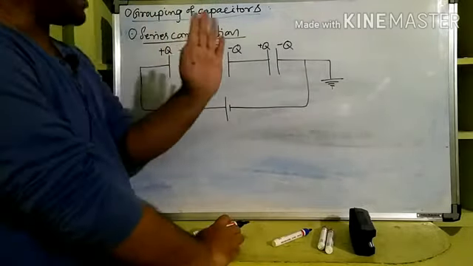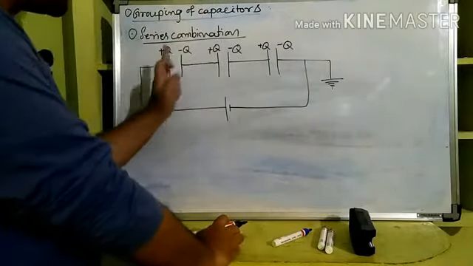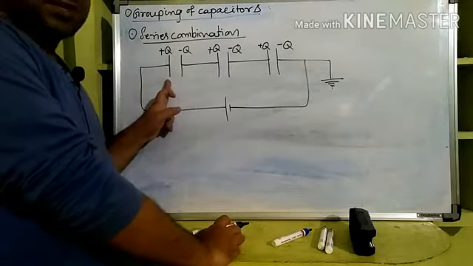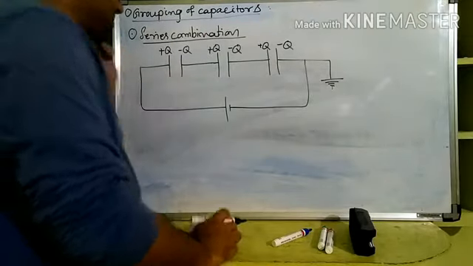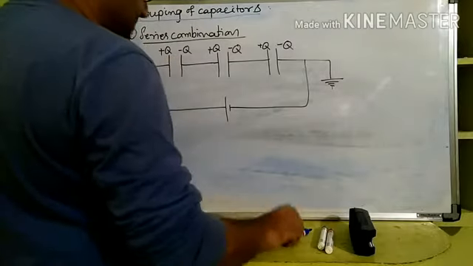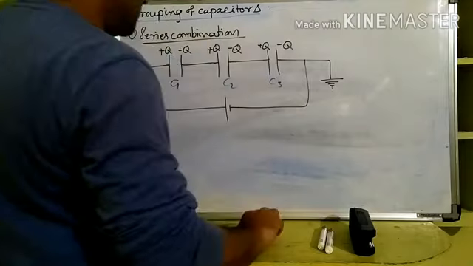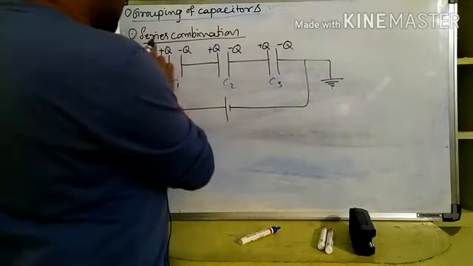However many capacitors there are: plus Q, minus Q, plus Q, minus Q. Now we have understood that the charge on the positive plate only is said to be the charge on the capacitor, right? So what is the charge on capacitor C1? Let us say this capacitor is C1, this is C2, this is C3, and so on. Then what is the charge on capacitor C1?